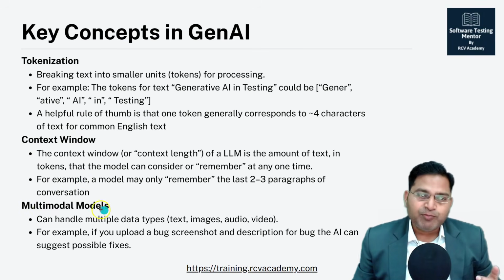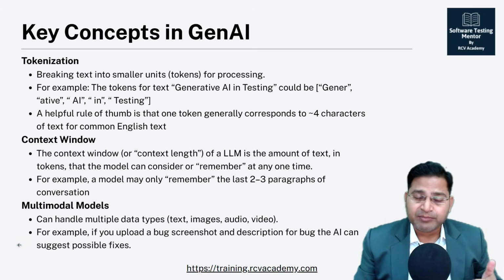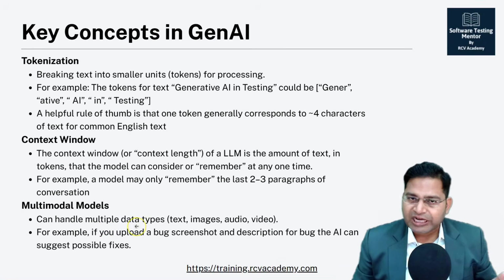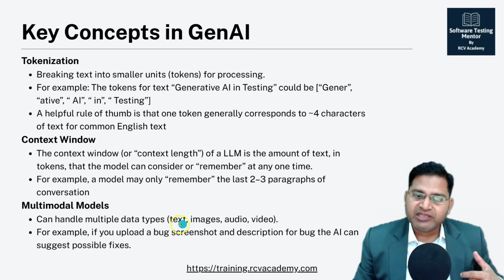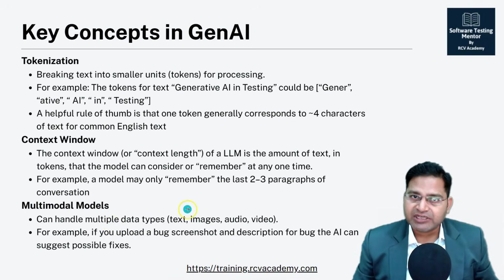Then we have the multimodal models. Multimodal models are the models which can handle multiple data types. For example, they can generate text, images, audio, video. If we talk about copilot.microsoft.com, Microsoft Copilot or Google Gemini, all of these are using multimodal models. How? Because I can generate the text, I can generate the images as well. So if a large language model can handle different data types, it is multimodal.